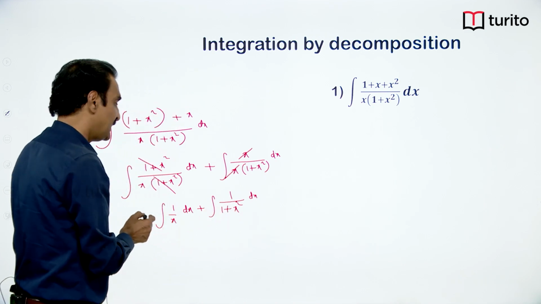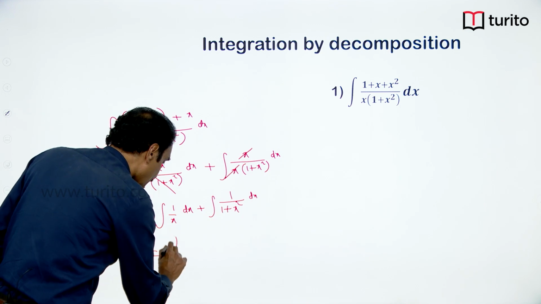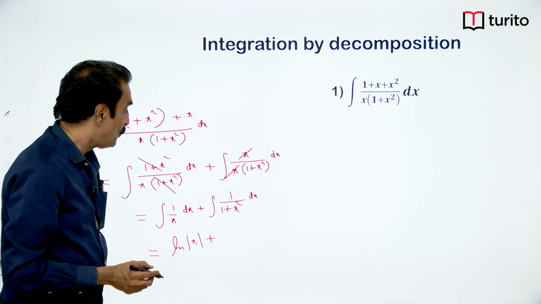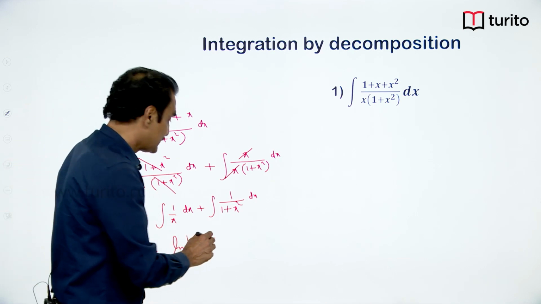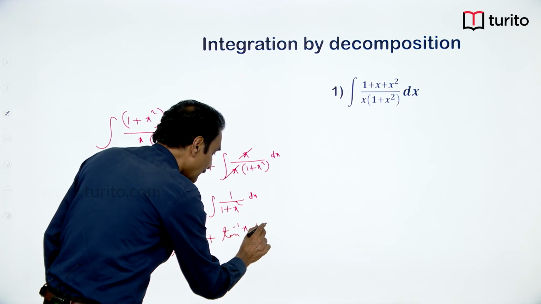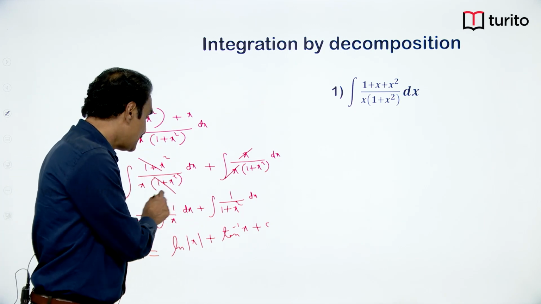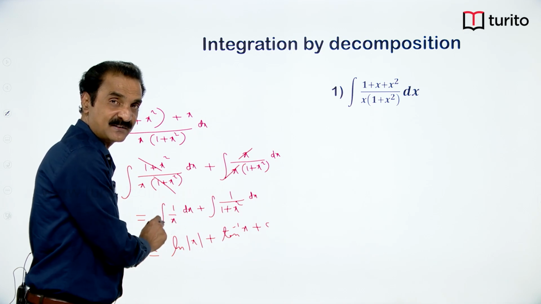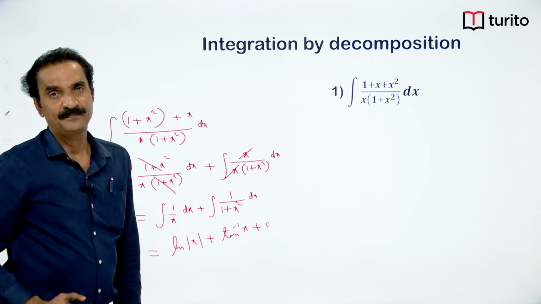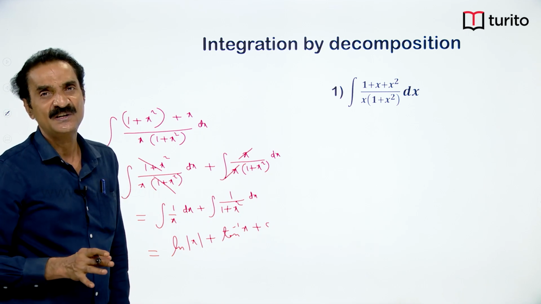So, now write the formula. Integral 1 by x is ln mod x, plus integral 1 by 1 plus x square is tan inverse x, plus c. This is our answer. And you do not need to write separate constants for this integral and this integral. After integrating, finally you write just plus c in any question. Even if there are 2 or more integrals, only one constant c is enough.